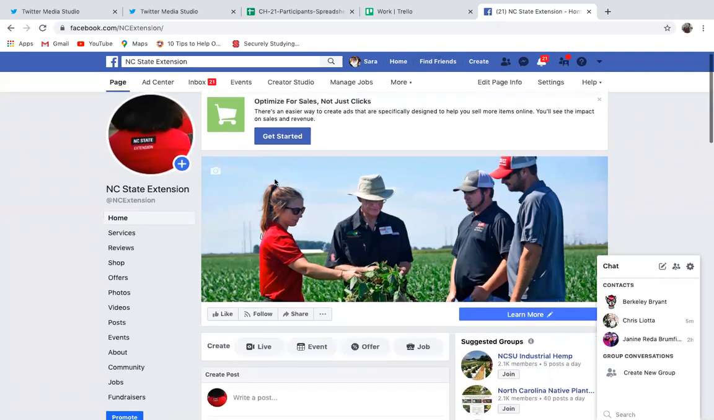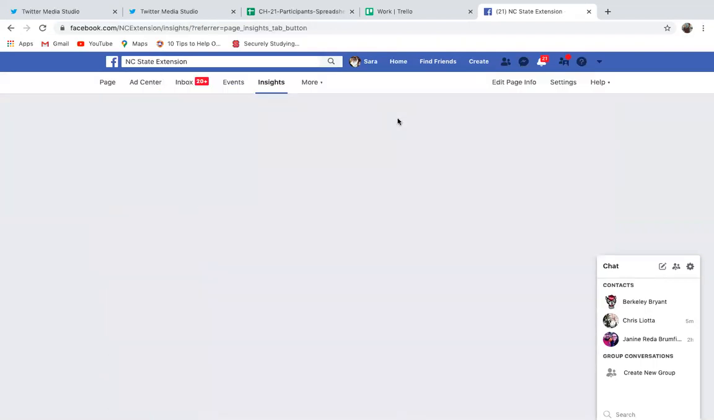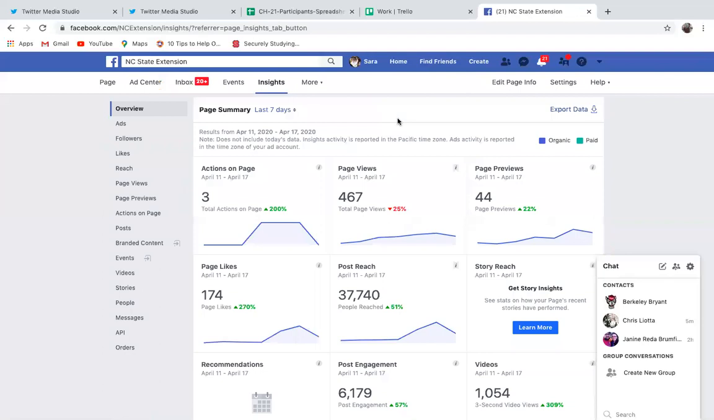So when I'm on this page, I'm on the home screen. To get to the Insights section, I would click on this More tab right here and go to Insights. And so once you get to Insights, you can see you have a lot of different options on the left-hand side of your page. So the first thing it takes you to is the overview, which is the page summary.